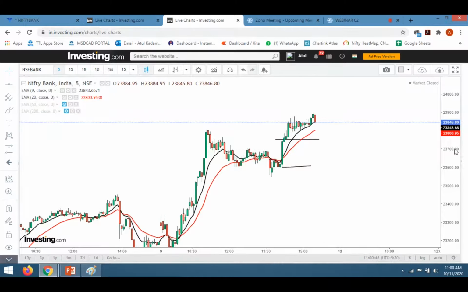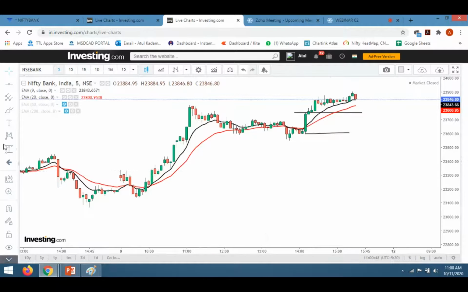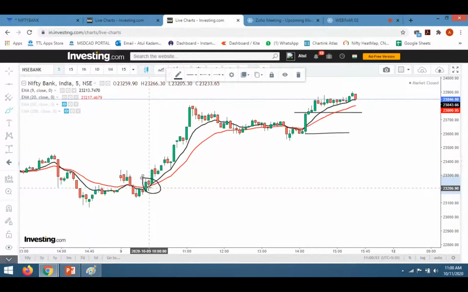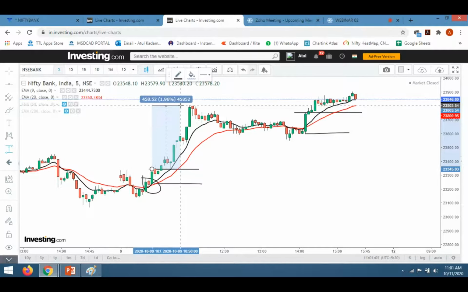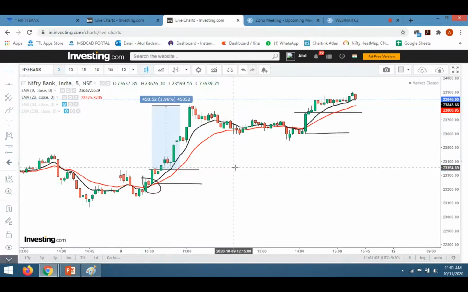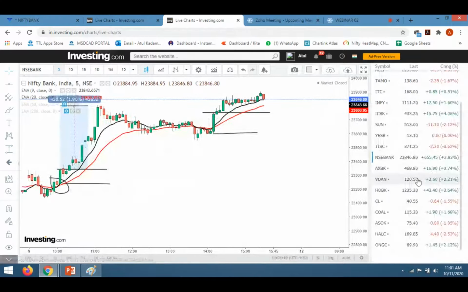If you see, with the same concept, if you entered here, this is the positive crossover, okay? So on this positive crossover, this green candle is our entry candle because we go for the buy. So above this we go for the buy, below this is your stop loss, and after that you get almost 450 points in Bank Nifty. So it's Bank Nifty, you can take any.